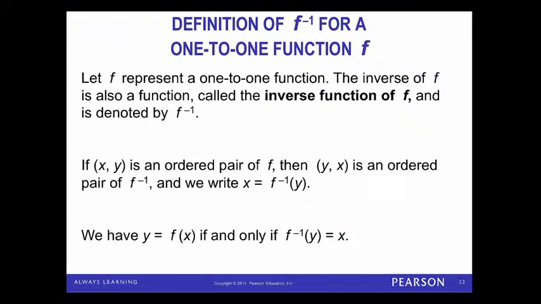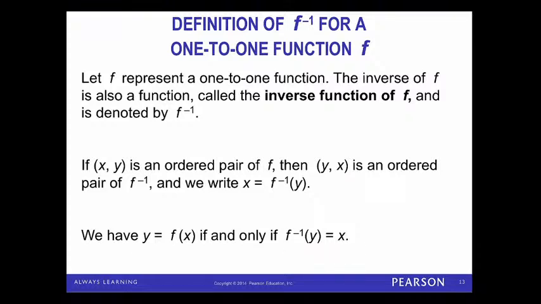Okay, so let's look at some of this definition. We have the definition of f inverse for a one-to-one function f. Let f represent a one-to-one function. The inverse of f is also a function, called the inverse function of f, and is denoted by f to the minus 1. This is read f inverse. Given an ordered pair, if (x, y) is an ordered pair of the function, then (y, x) is an ordered pair of f inverse. And we write x equals f inverse of y. We have y equals f of x if and only if f inverse of y equals x.